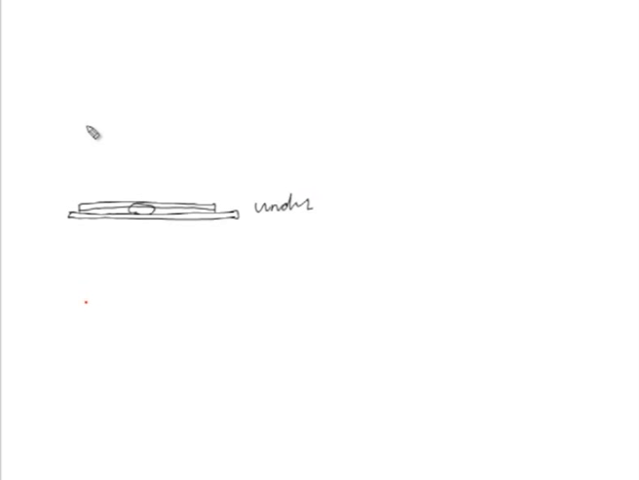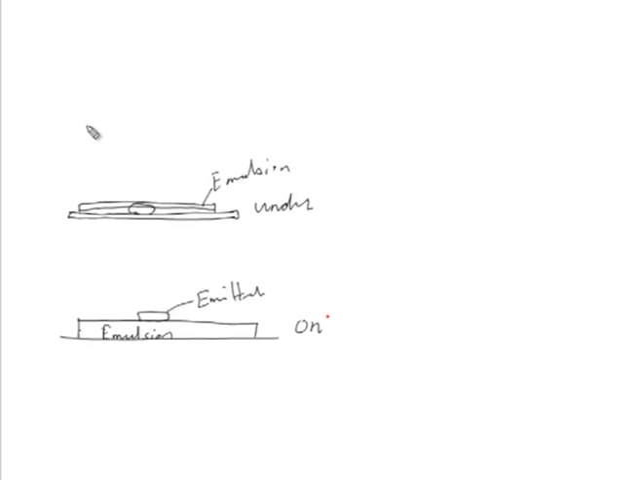There could be another arrangement where this is your emulsion, like this was your emulsion here, and the emitter could be above or on the surface of the emulsion. So this will be called the condition which is on the surface of the emulsion.